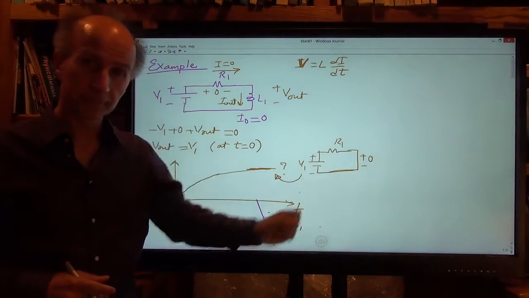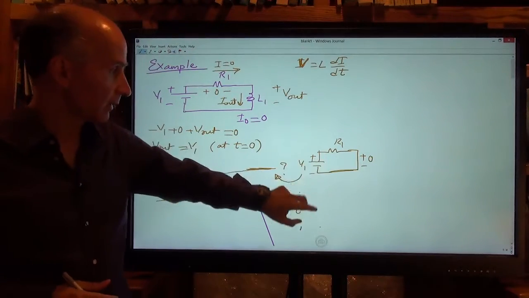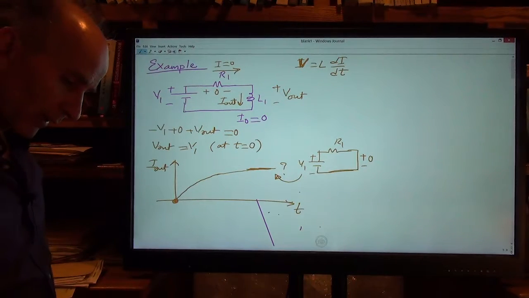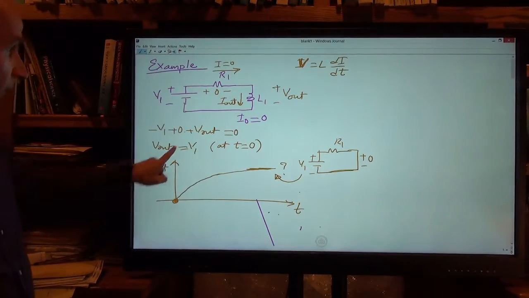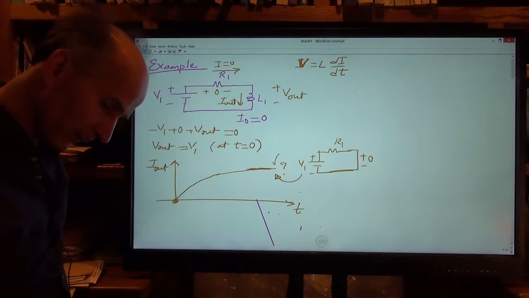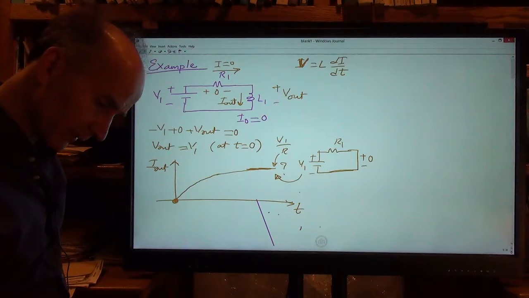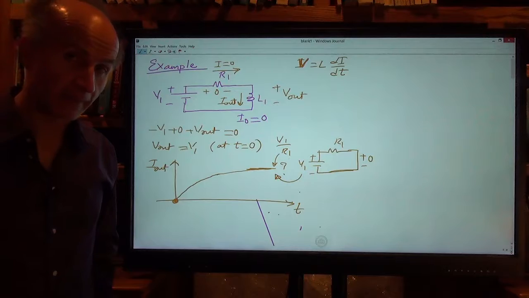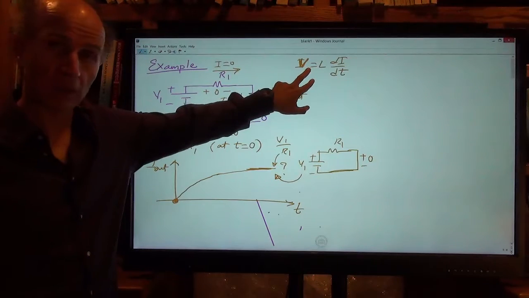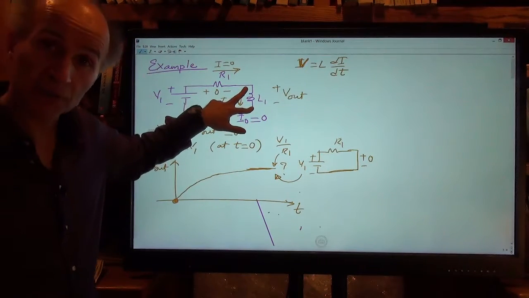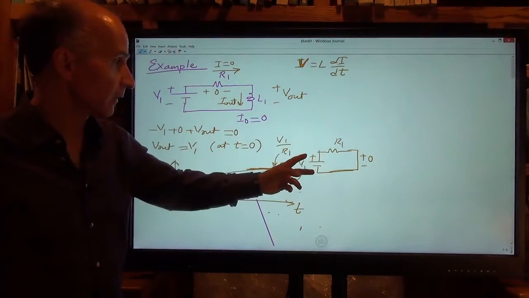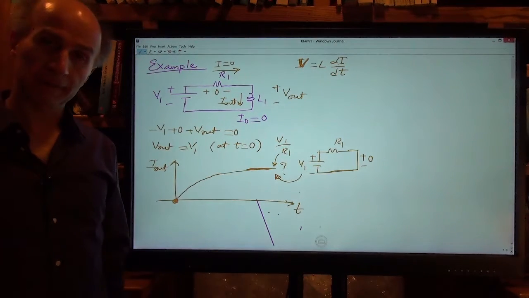So do we know this current? Yes, because we have 0 here, we have V1 here, so the voltage on R1 is V1 minus 0 over R1. So the value of the current that flows through the inductor at time infinity should be equal to V1 over R1. Because at time infinity, this current has stopped changing. This voltage is 0 from this equation. When the voltage is 0, the inductor acts like a short circuit. The circuit reduces to this. So all we have is V1 minus 0 over R1. That's the current that we get.